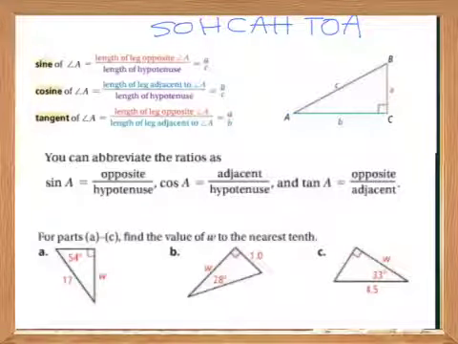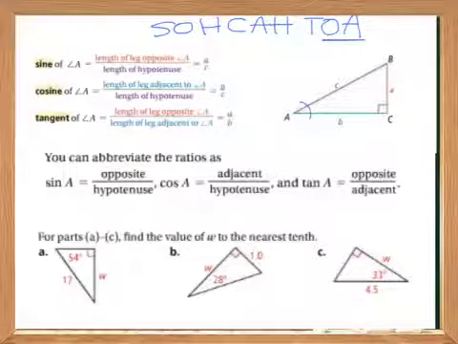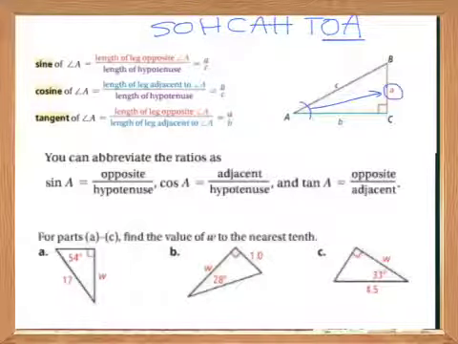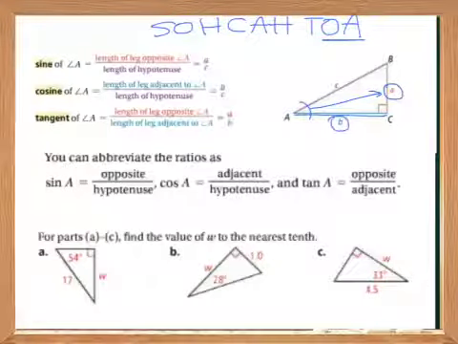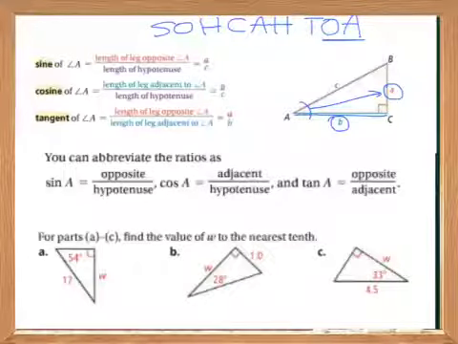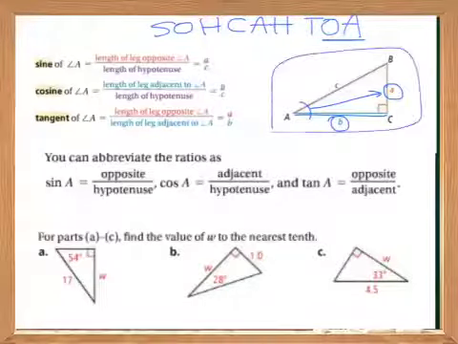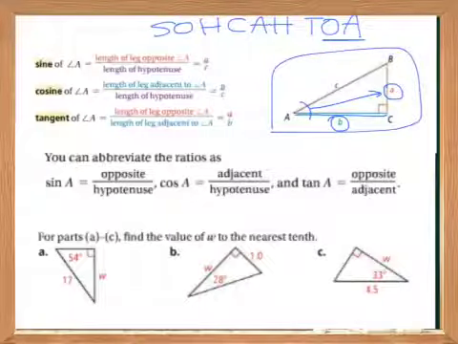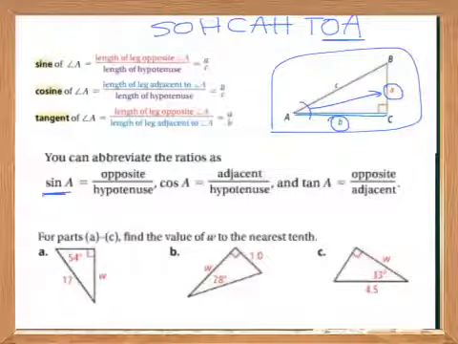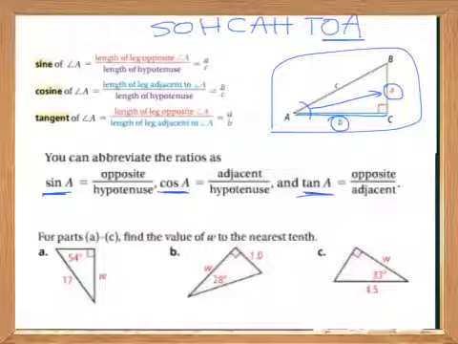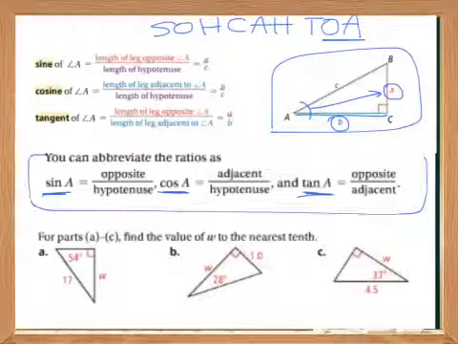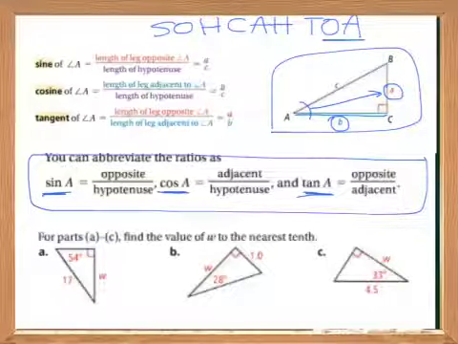And finally, we have tangent, which is opposite over adjacent. So opposite angle A is side A over the adjacent, which is B. And this is either to find an angle or to find a missing side measurement. But either way, it's only in right triangles that all of this was going to work. So you can abbreviate the ratios as SIN, still stands for sine, COS stands for cosine, and TAN stands for tangent. And this is a nice way to remember all of the trig ratios.